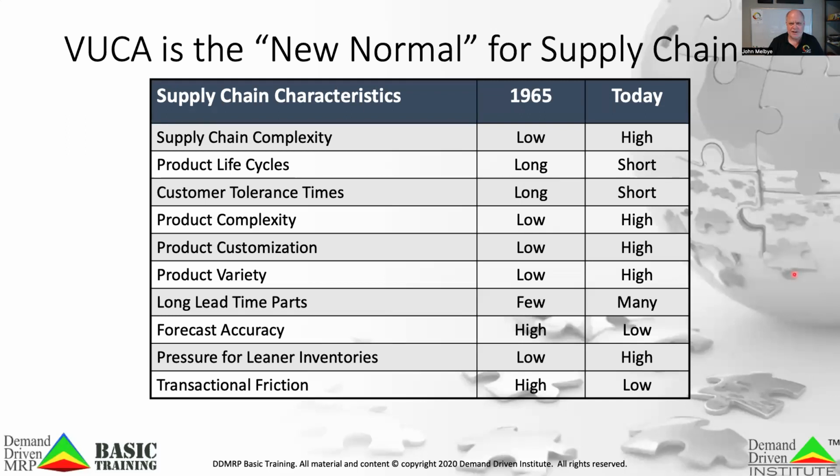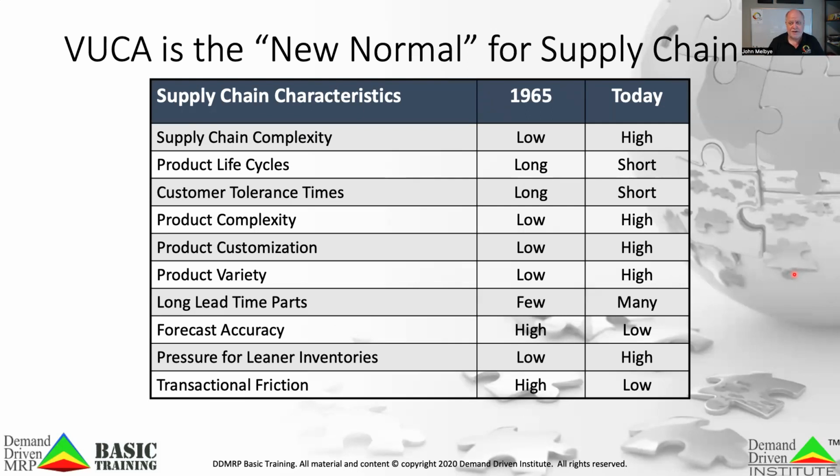What supply chain looks like today is vastly different from what it was in 1965. We have more complexity. Product life cycles are short. Customers are not willing to wait. That's the customer tolerance time. Product complexity, customization and variety are all high. We have many long lead time parts. Forecast accuracy is low. We have pressure to hold less inventory, and we have transactional friction.